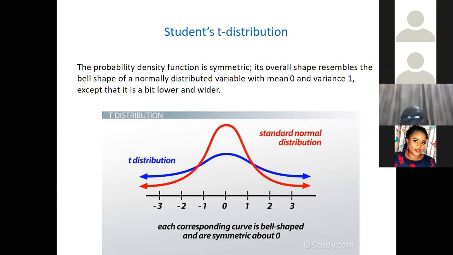Their graph, the total area is 1, because probability cannot be greater than 1. So probability is from 0 to 1. There's no minus in probability. So it's from 0 to 1. So the total area is 1. If you look at the red and the blue, the total area under them is 1.